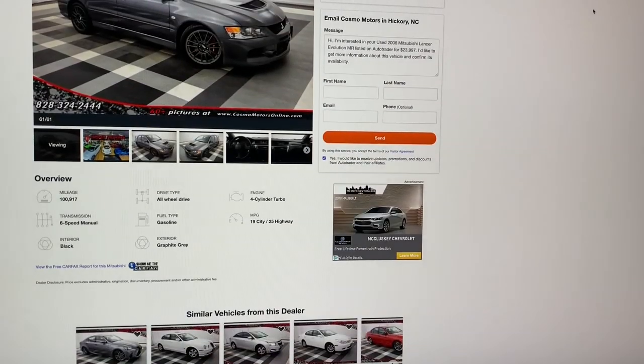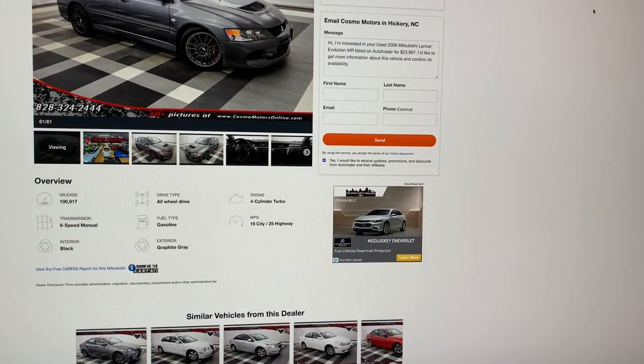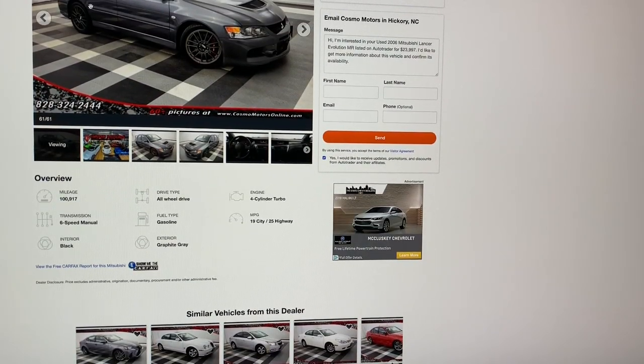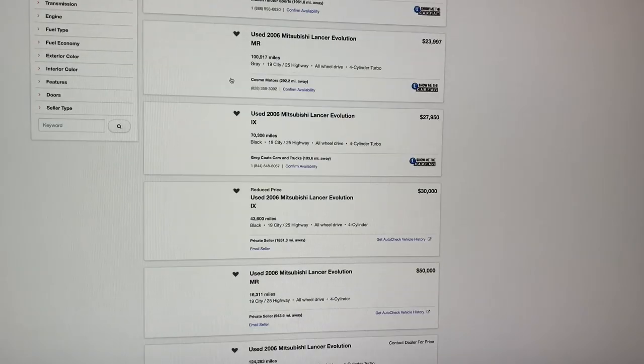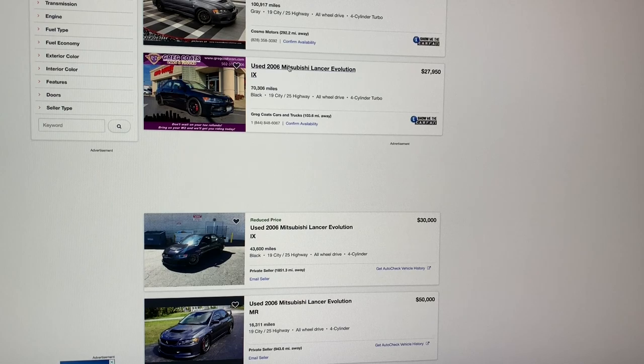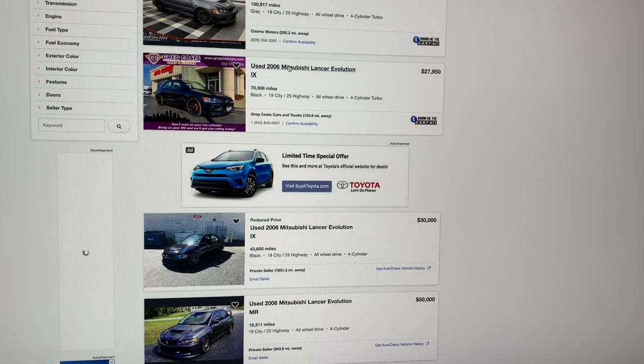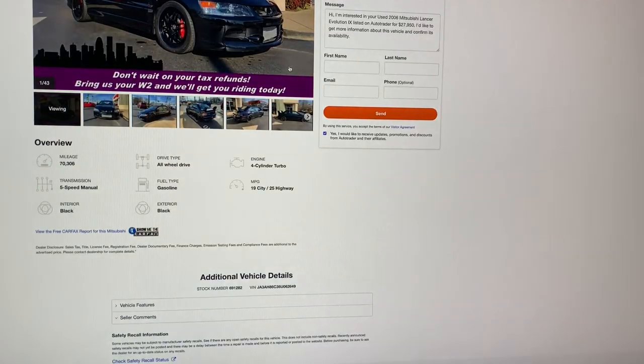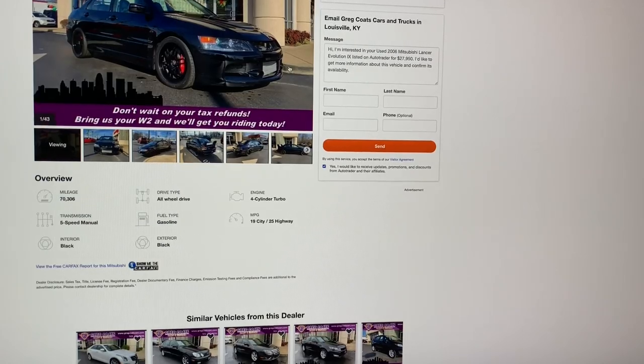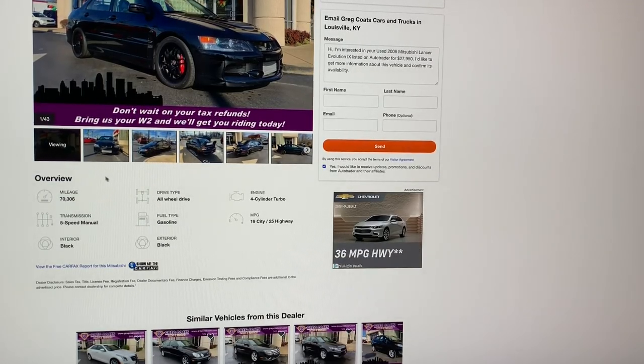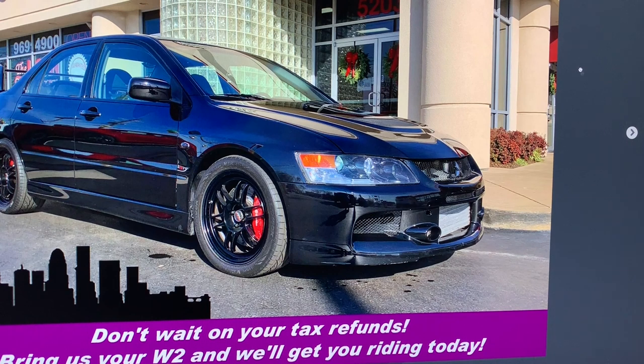Yeah, I mean, if I'm looking for an Evo 9 MR, I'm definitely going to look more into this one for sure. All right, here's a 9. As obviously, these are all 9s. 27.9, 70,000 miles. That's an awfully big premium.